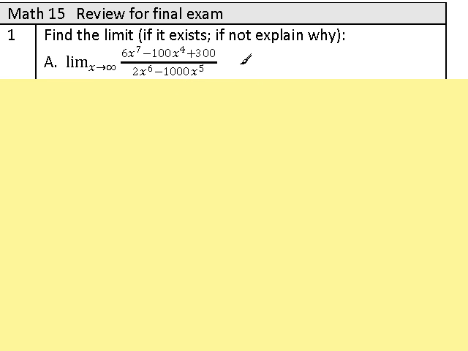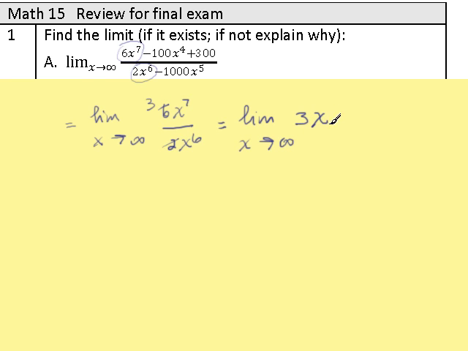So we know that the limit as x goes to infinity is equal to the limit as x goes to infinity of the highest order term in the numerator divided by the highest order term in the denominator. So this is equal to the limit as x goes to infinity of 6x to the 7th divided by 2x to the 6th. And we'll reduce that. And we have simply 3x. The limit as x goes to infinity of 3x, and that's equal to infinity.